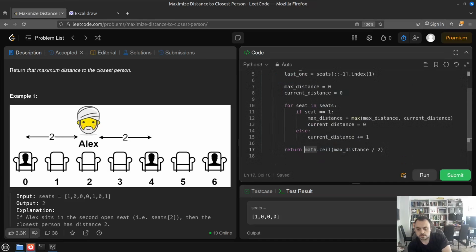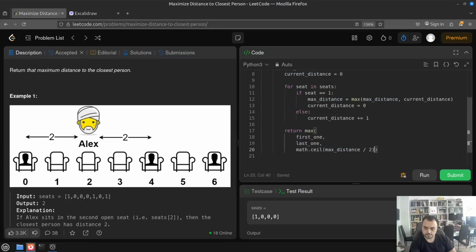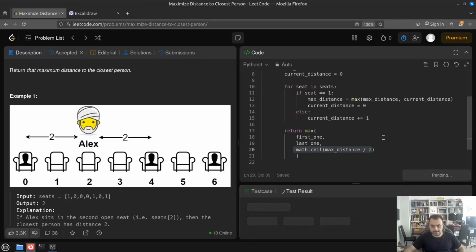And here we can simply return the max out of our 3 options: either in the middle, at the end, or at the beginning. That's the option for leading zeros, that's the option for trailing zeros, and that's somewhere in the middle. And we have to find which one will be the biggest out of the 3 options that we have. So let's see.